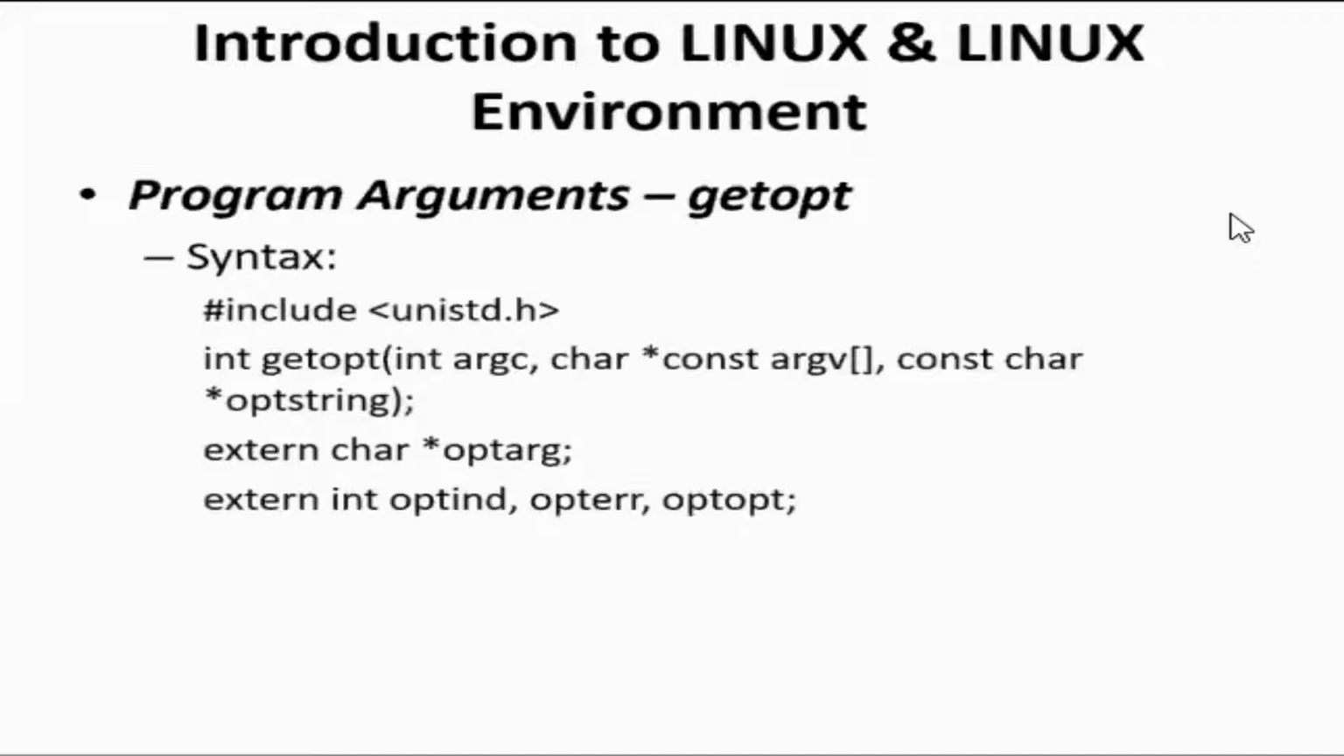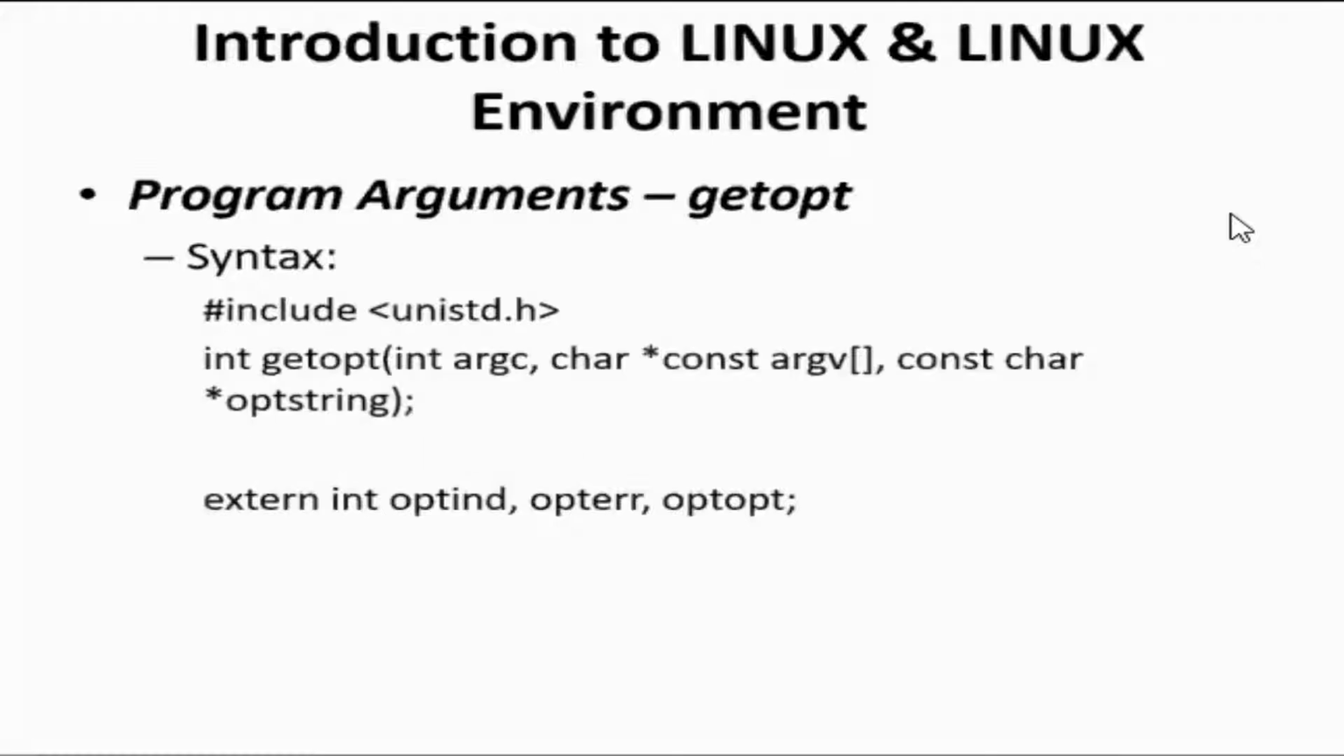And also we need a character variable called optarg, that is the option argument. Then 3 integer variables: optind, which means option index, opterr, option error, and opt, which means option. So these are all external variables.